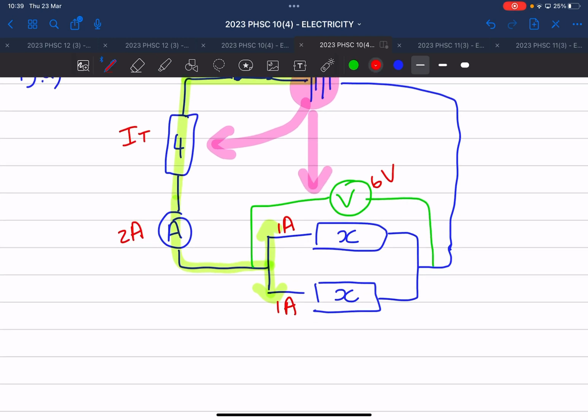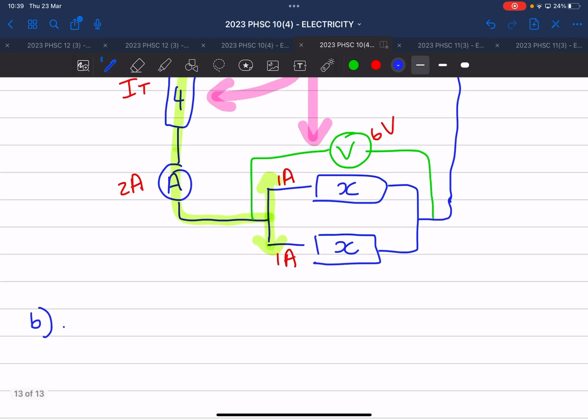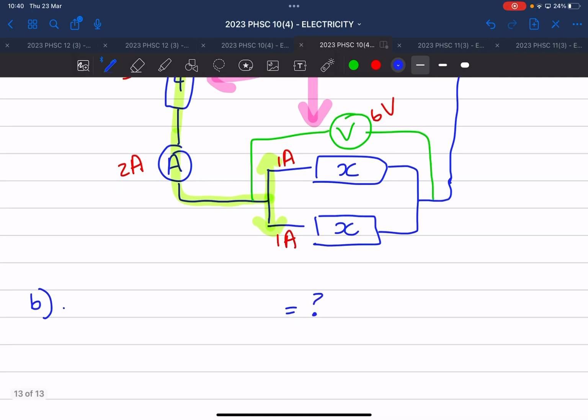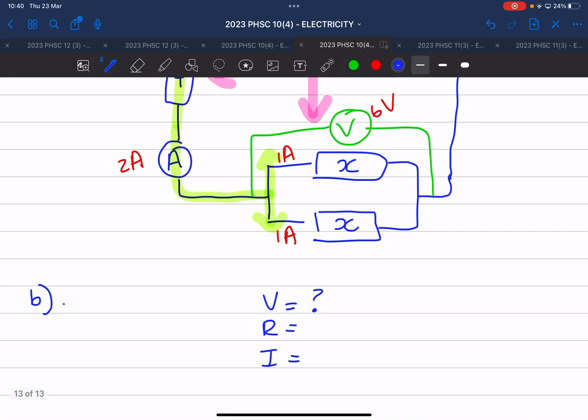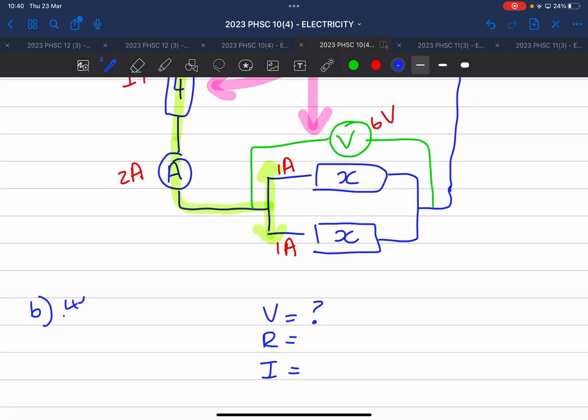Now I read the question. Question B. They ask, what is the potential difference over the 4 ohm resistor? So potential difference, Zara. What must I calculate? Say again? The volts. Okay, for that I need the resistance and I need the current. They want specifically for the 4 ohm resistor.